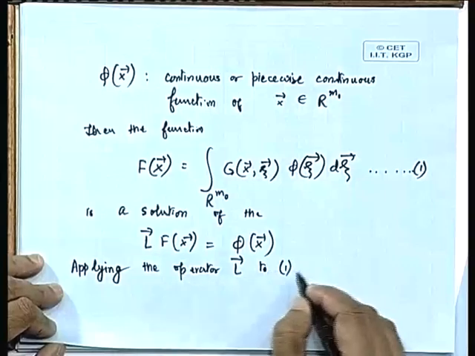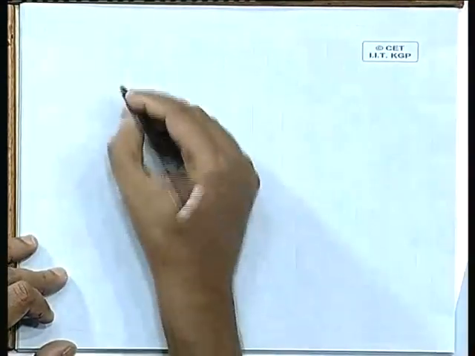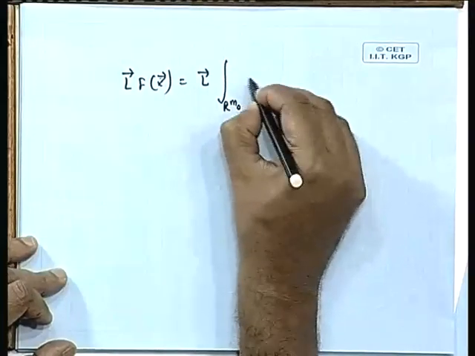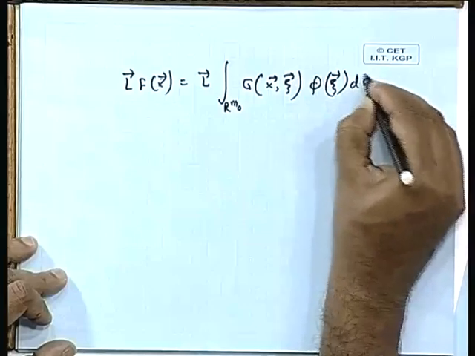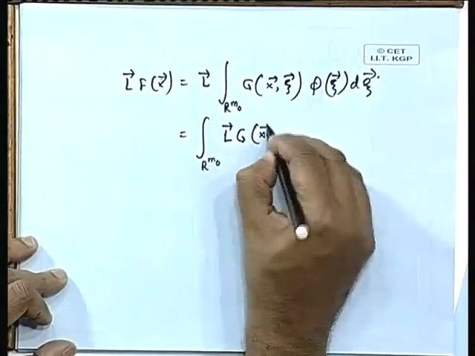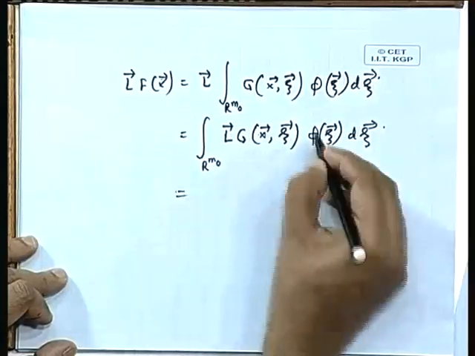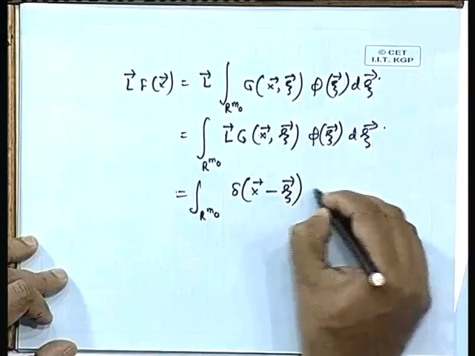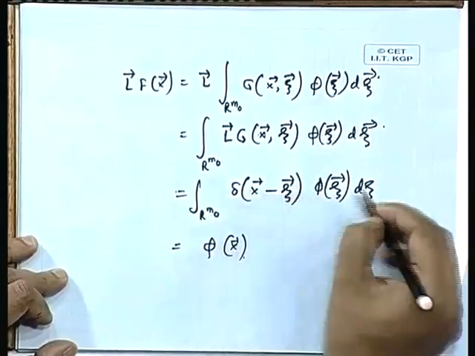to 1. When I say applying the operator L to 1, that means it will be operated on both the sides, left hand side as well as the right hand side. So, by applying that, what we get is that L fx is equal to L integral over Rm0 of g x zeta phi zeta d zeta, and this, as I told you just now, can be written as the integral over Rm0 of L g x zeta phi zeta d zeta, and this being equal to the delta function, it is the integral over Rm0 of delta x minus zeta phi zeta d zeta, and this is simply equal to phi x from the very definition of the delta function.